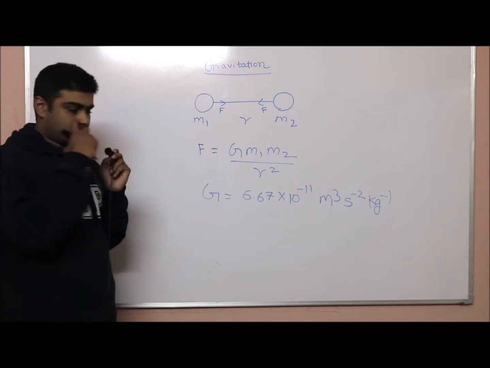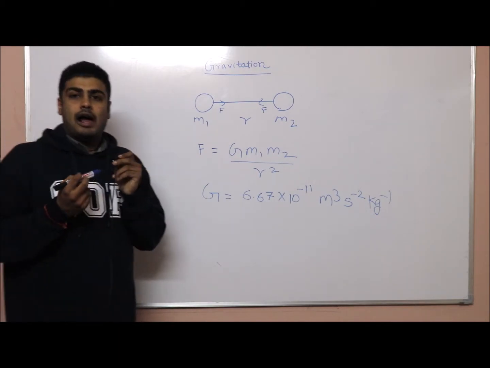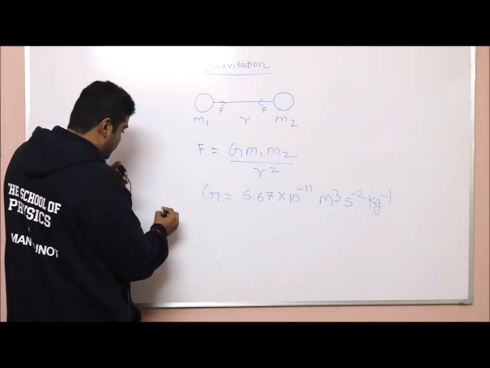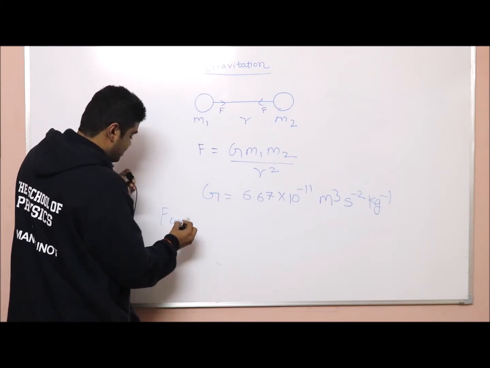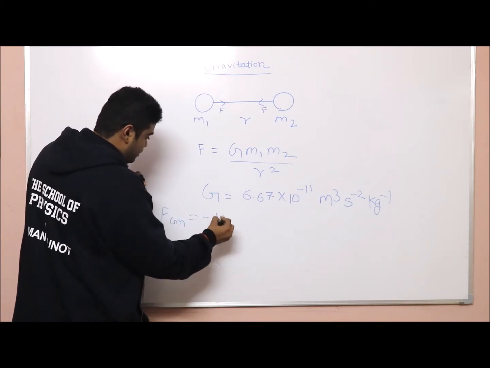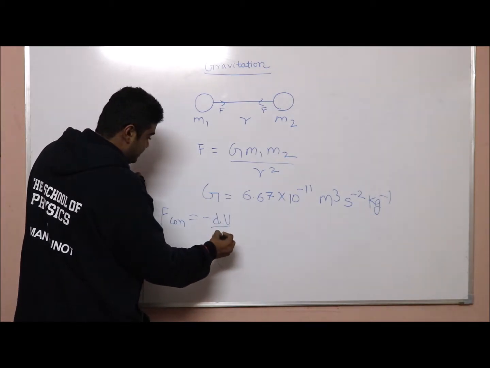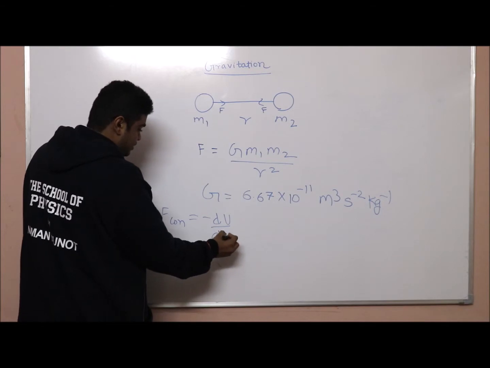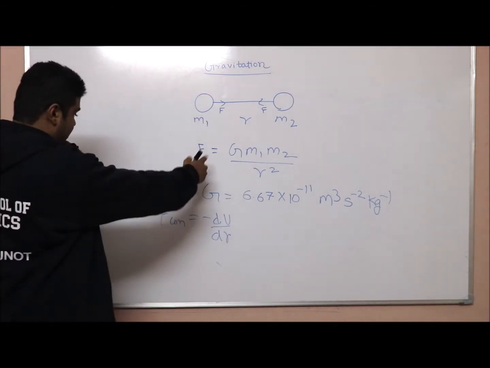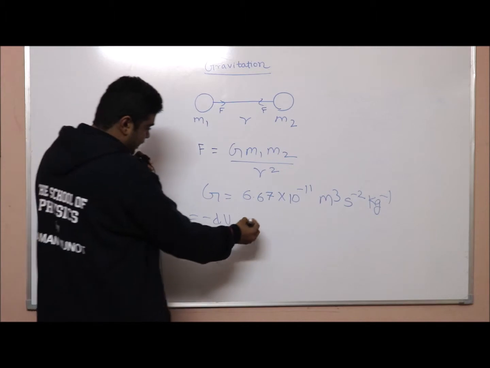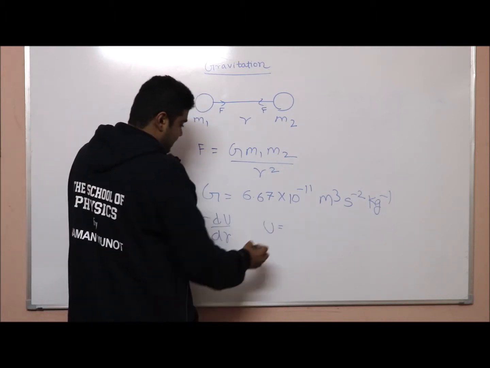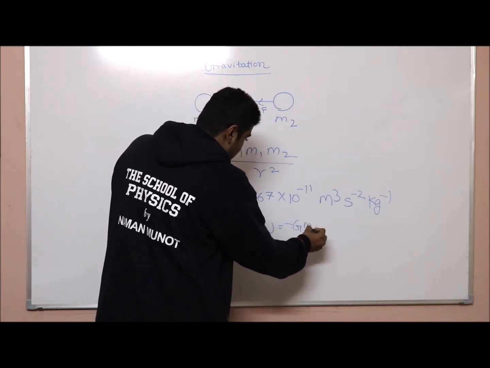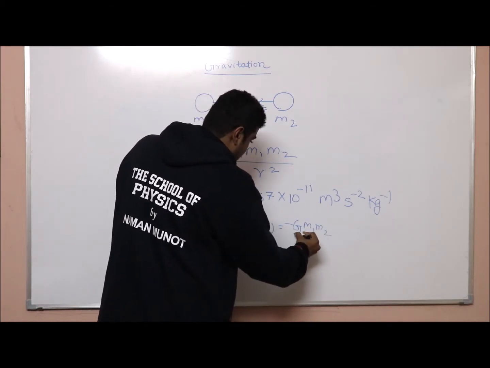Also we need to remember what is the potential energy. So you have seen in the chapter of work, power, energy that for conservative forces, F equals minus du by dx. Here we write minus du by dr. When we integrate, we can find U, which comes out to be, I am writing it directly, minus G m1 m2 by r.